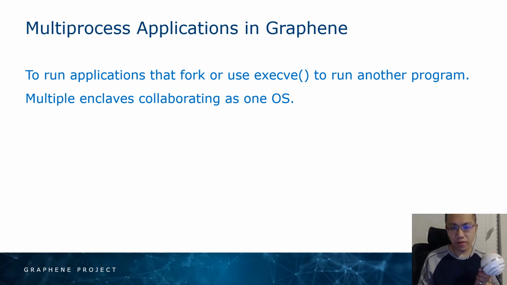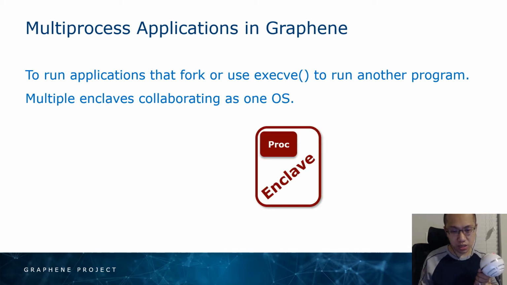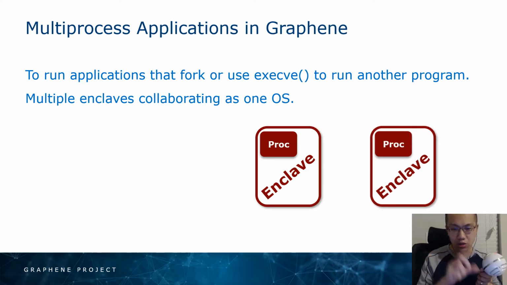So think about if you have an application that has multiple processes. If it has one process, it will run inside one enclave. But if you have two processes, each of the processes will run in their own enclave so that they can be protected from the rest of the environment.